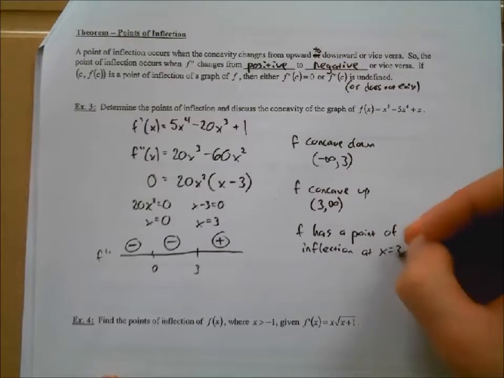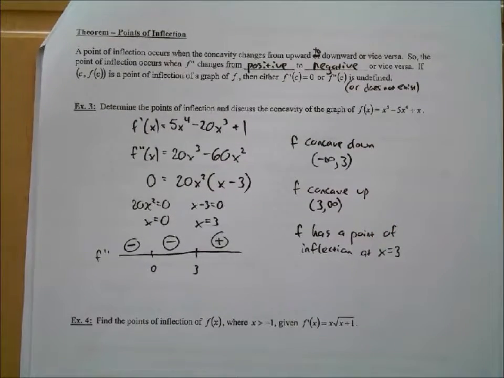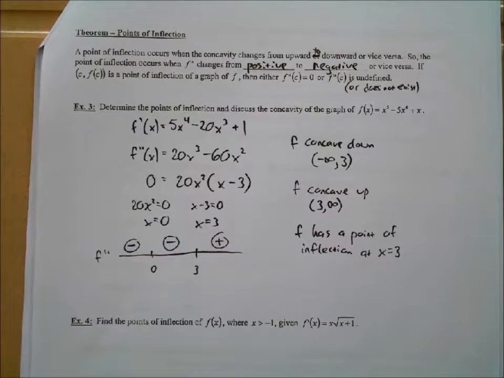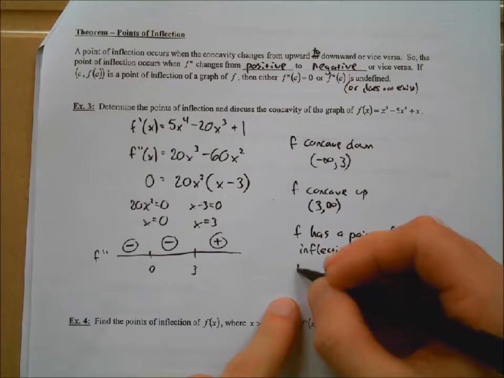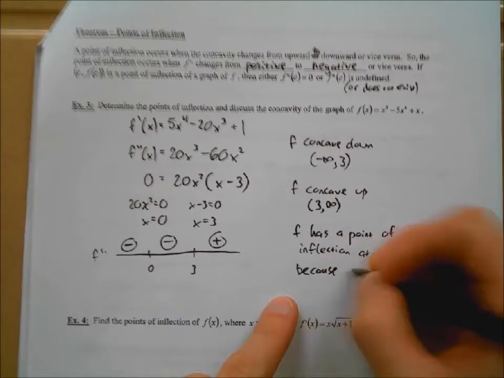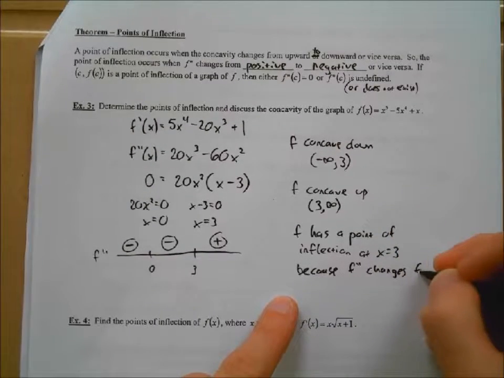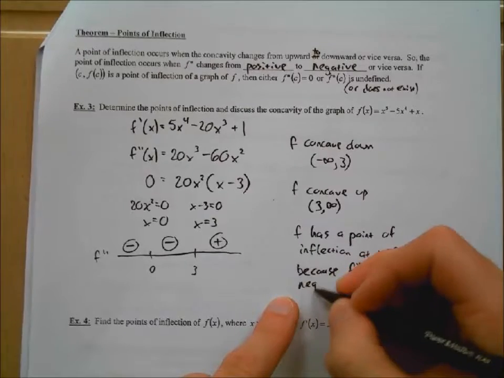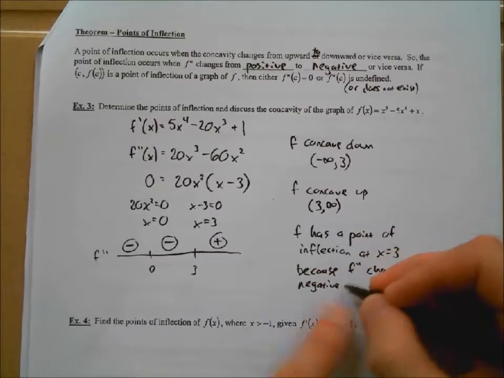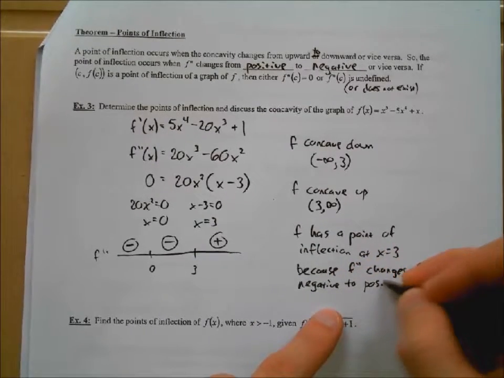Because, and again, if we wanted to justify here, we would say because f prime prime changes from negative to positive at this point. Okay, that would be your justification. I'm going to go ahead and write it here just because it's notes. Because f prime prime changes from negative to positive at this point. We were not told to justify, so we don't have to, but I'm going to put it in here just so you know.